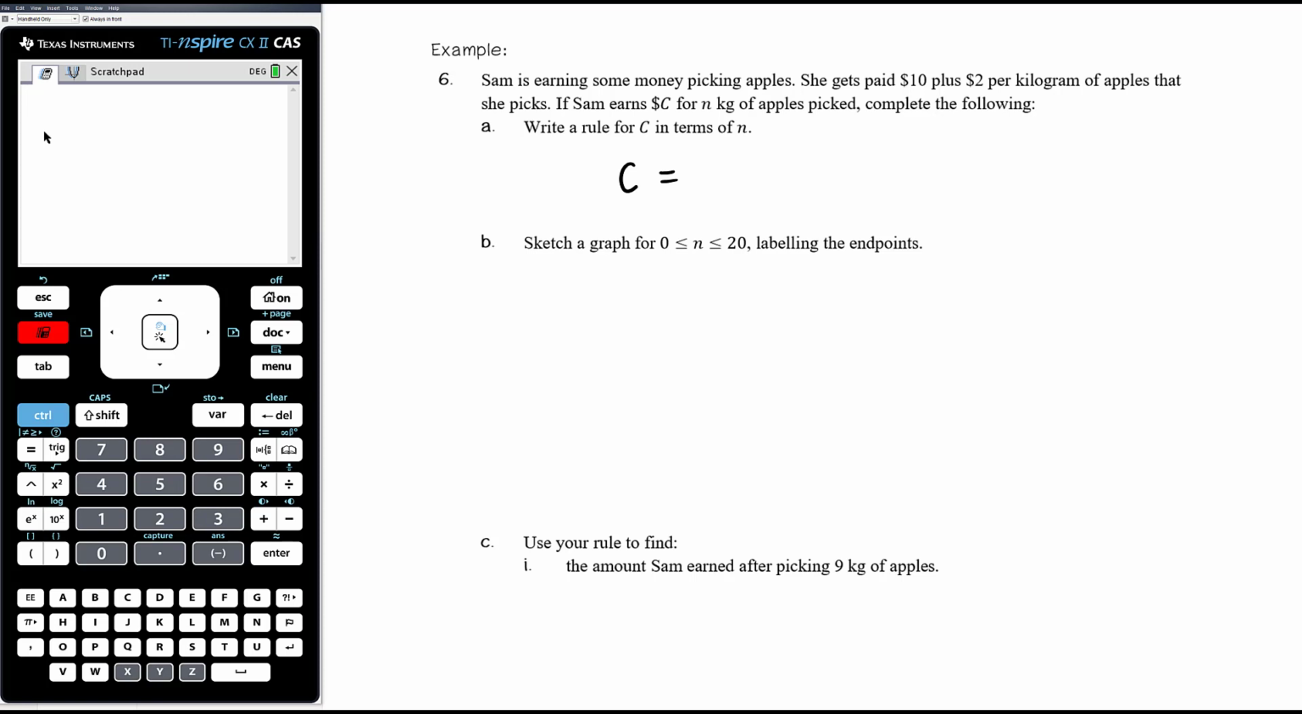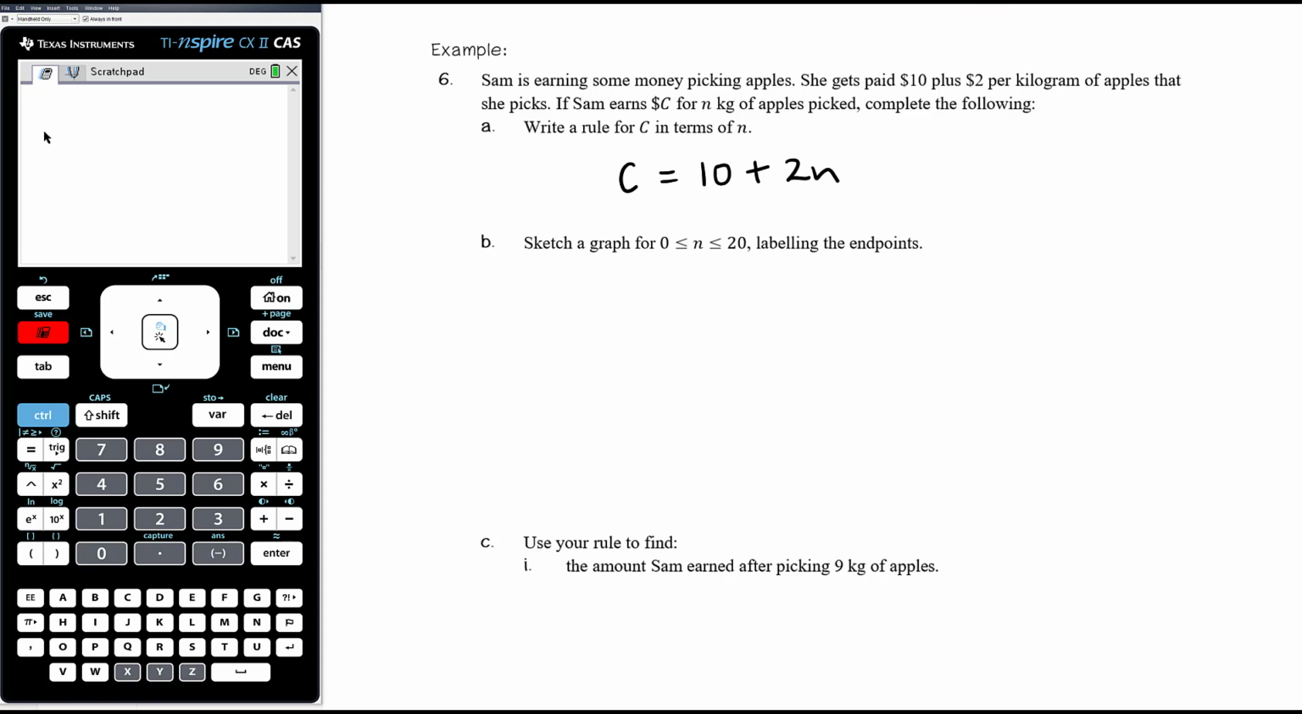So we know that she gets paid $10 no matter how many apples she picks. So her earnings are going to be $10, plus she then also gets $2 per kilogram. So $2 for every kilogram. So if she picked 1 kilogram, she'd get 2 times 1. If she picked 2 kilograms, she'd get 2 times 2, $4. If she picked 3 kilograms, she'd get 2 times 3, $6 added on. If she picks an unknown quantity of kilograms, n kilograms, she's going to get 2 times n dollars. Okay, so plus 2n. So there's our formula that connects the amount that she earns with the number of kilograms that she picks.